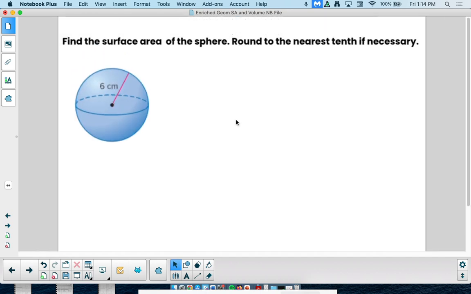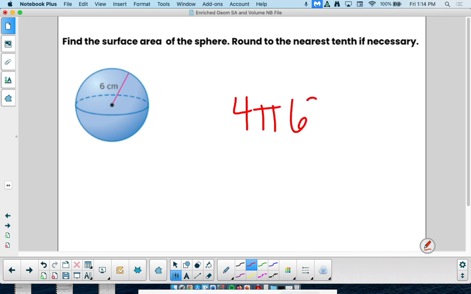So these first two examples are very straightforward. We're just plugging in, right? Round to the nearest tenth, find the surface area. What's our radius? 6. That's it. You just type it in, folks. 4 pi 6 squared. What'd you guys get? 452.4. I agree. Centimeters squared. Nothing crazy there.